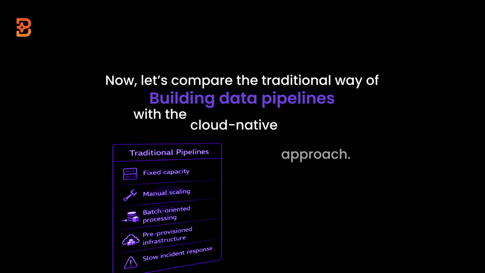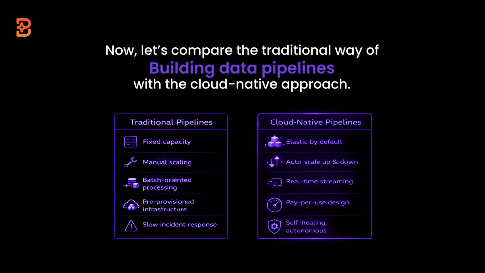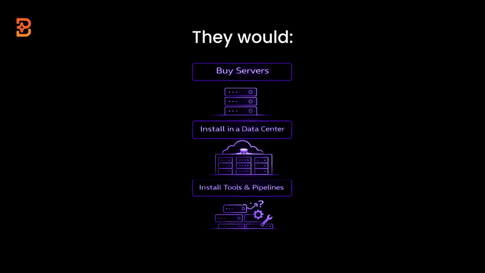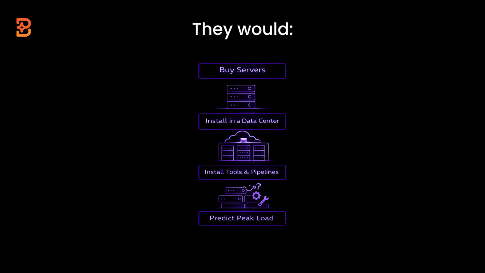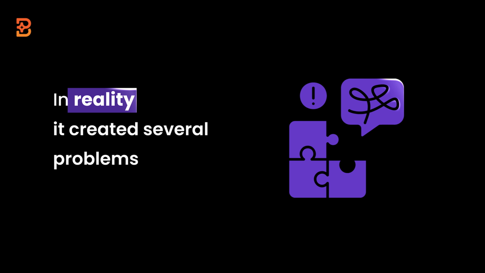Now, let's compare the traditional way of building data pipelines with the cloud-native approach. Before cloud-native, most companies built pipelines on top of fixed infrastructure. They would buy servers, install them in a data center, install tools on top, and then try to predict peak load and provision enough capacity in advance. On paper, this sounds fine. In reality, it created several problems.